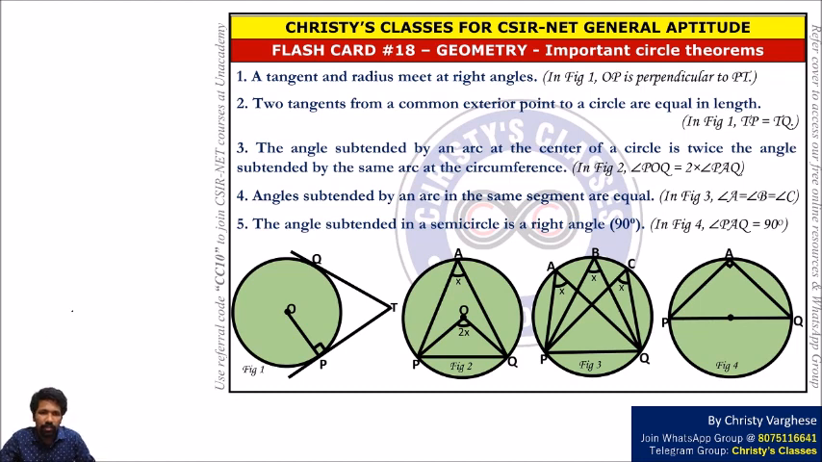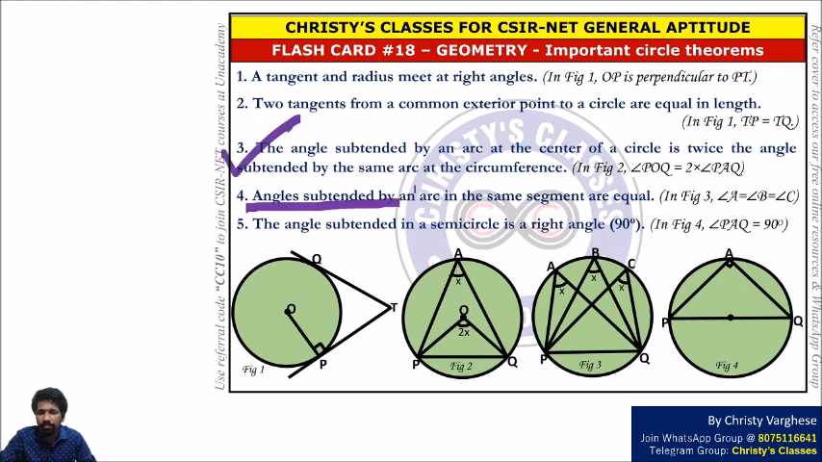Last 3 theorems, the angle subtended by the arc at the center of the circle is twice the angle subtended by an arc at the circumference. For example, if you start this angle will be double of this angle. That is the meaning. Angle subtended by an arc at the center means if P and Q is fixed, from P and Q, if you are drawing a line to O, the center, and drawing a line to the circumference anywhere in the circumference, those two angles have a relation. The central angle will be double of the circumference angle. That is what we are understanding. That is the third property.